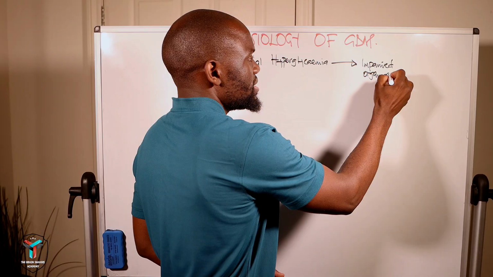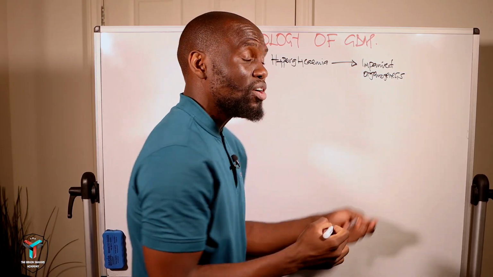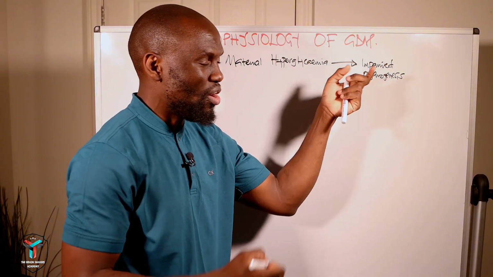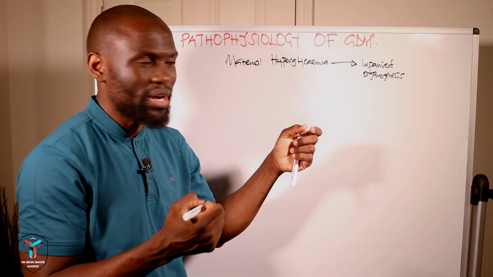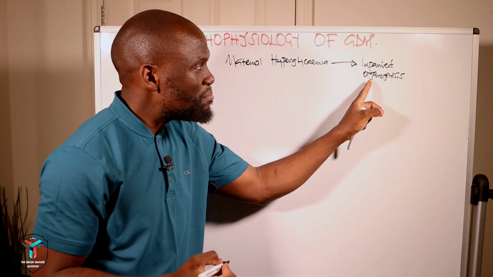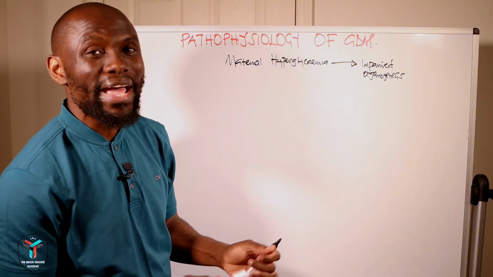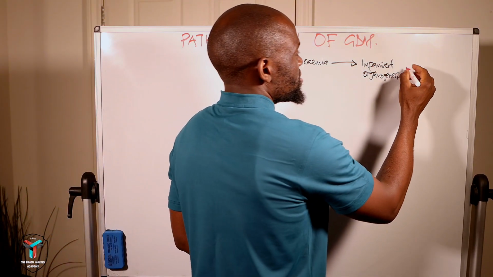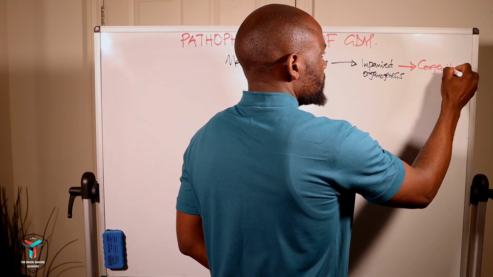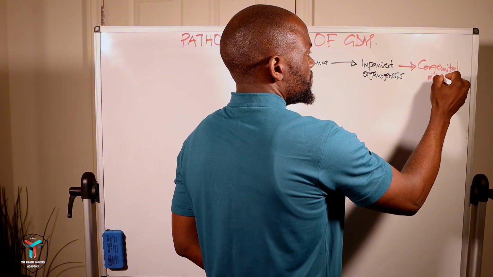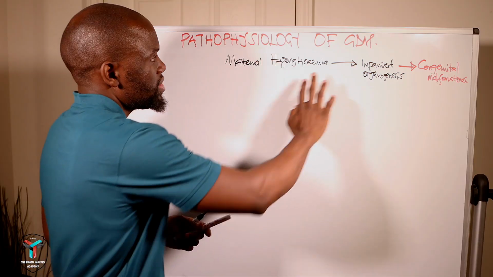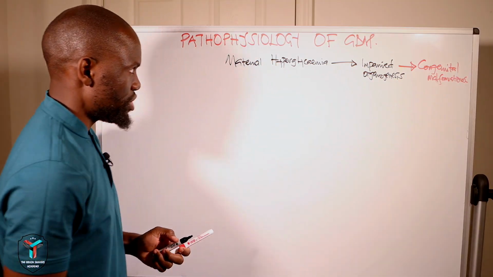Organogenesis is basically the formation of the organs. It means that the process of embryology, the process of forming those body structures, those body organs, is going to be impaired because of too high sugar levels. And once we have impaired organogenesis, then we are going to end up with congenital malformations.